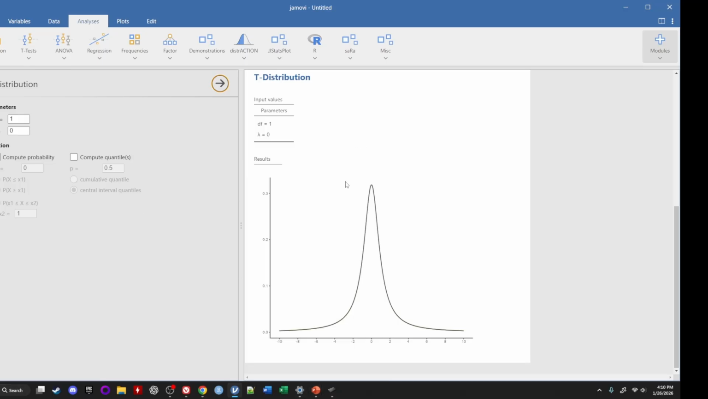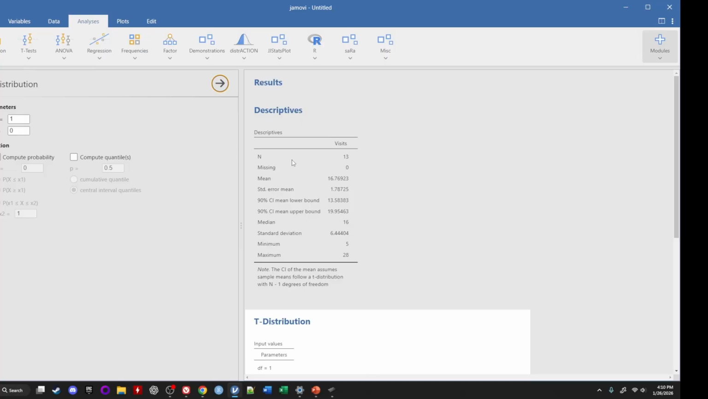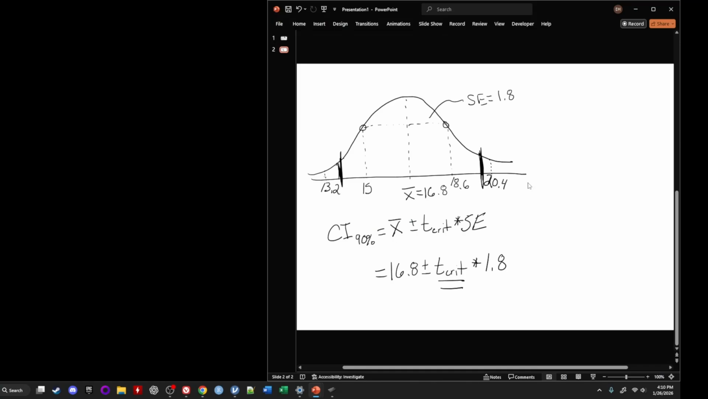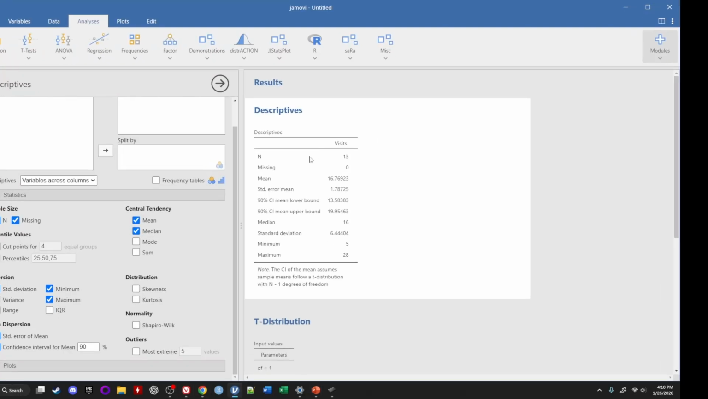If we go back up here, will it give it to us if we ask for it? Does not look like it. Degrees of freedom are super easy to know. Let's write it down: a degree of freedom is equal to the sample size minus 1. In this case, our degrees of freedom is 13 minus 1, which is equal to 12. We can go back to jamovi and play around a little bit.